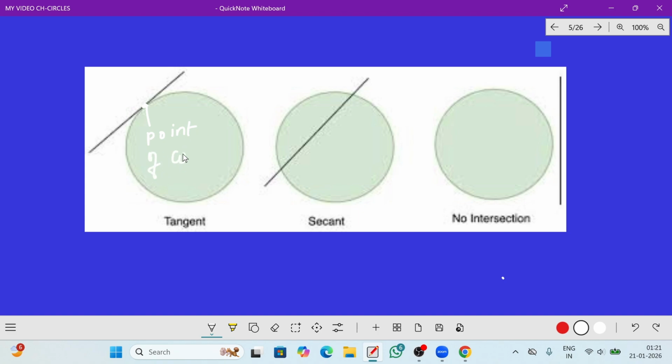Point of contact. Okay. Now, in the second figure, we can see that this line is touching the circle at 2 points. This is one point and this is the second point on the circumference. So this kind of line is called a secant. And here the circle is just a circle and the line is standing away from the circle. So there is no intersection of this line.